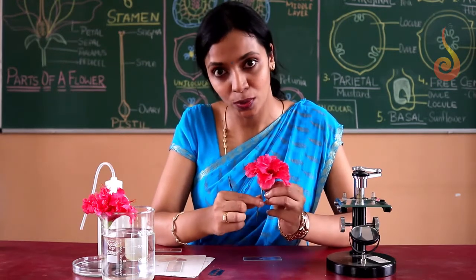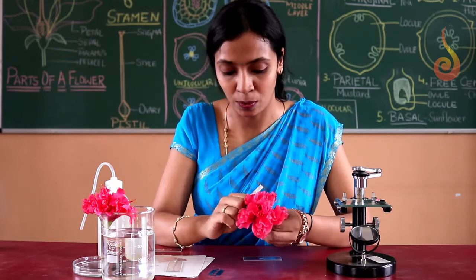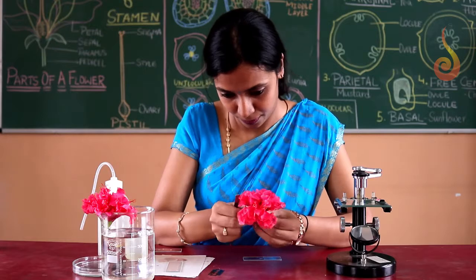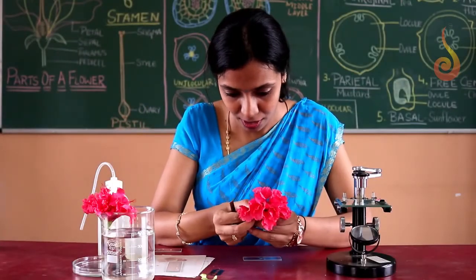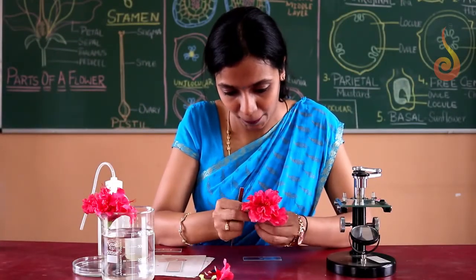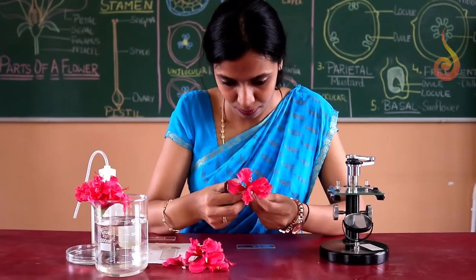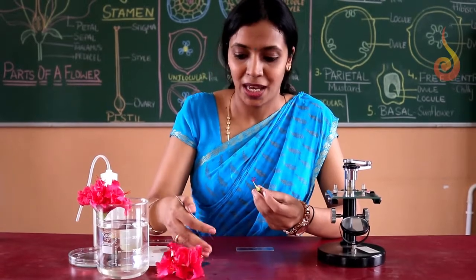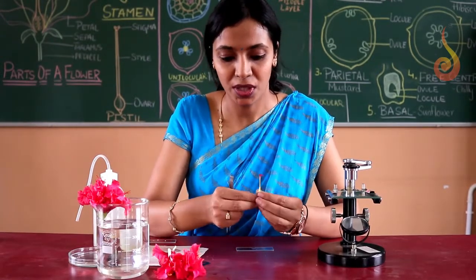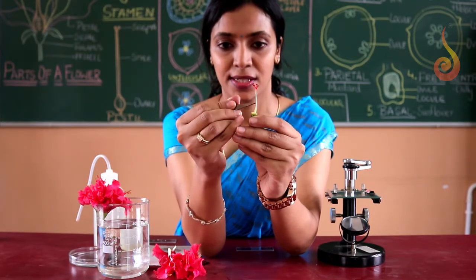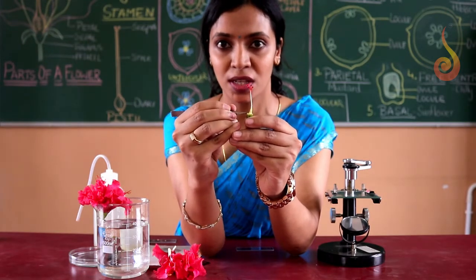So, while holding on to the pedicel, remove all other floral whorls either with the help of your fingers or with the forceps. So right now I am removing the green part, which is called the calyx. Next I will be removing all the petals. I have even removed the androecium. What you can see here is the pistil. This is the stigma, this is the style, and this bottom broad portion is called the ovary.